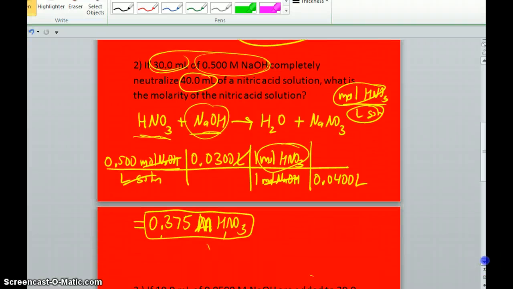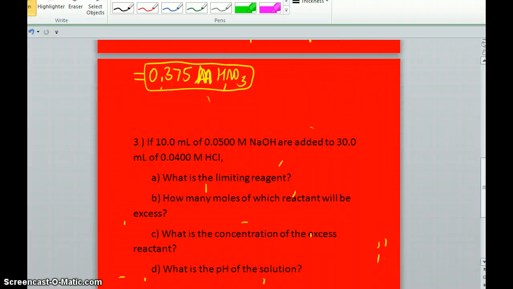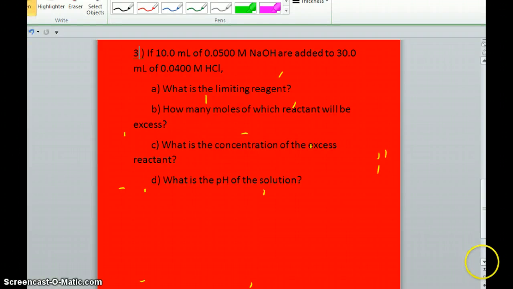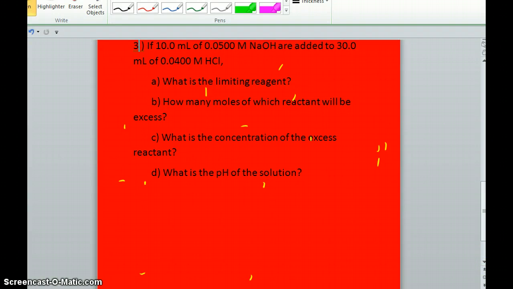Now, as a problem to tie all of this together and to reintroduce the concepts of limiting reagent, etc., we have this problem, namely 10 milliliters of 0.05 molar strong base are added to 30 milliliters of 0.040 molar strong acid. And the first question is, what is the limiting reagent?